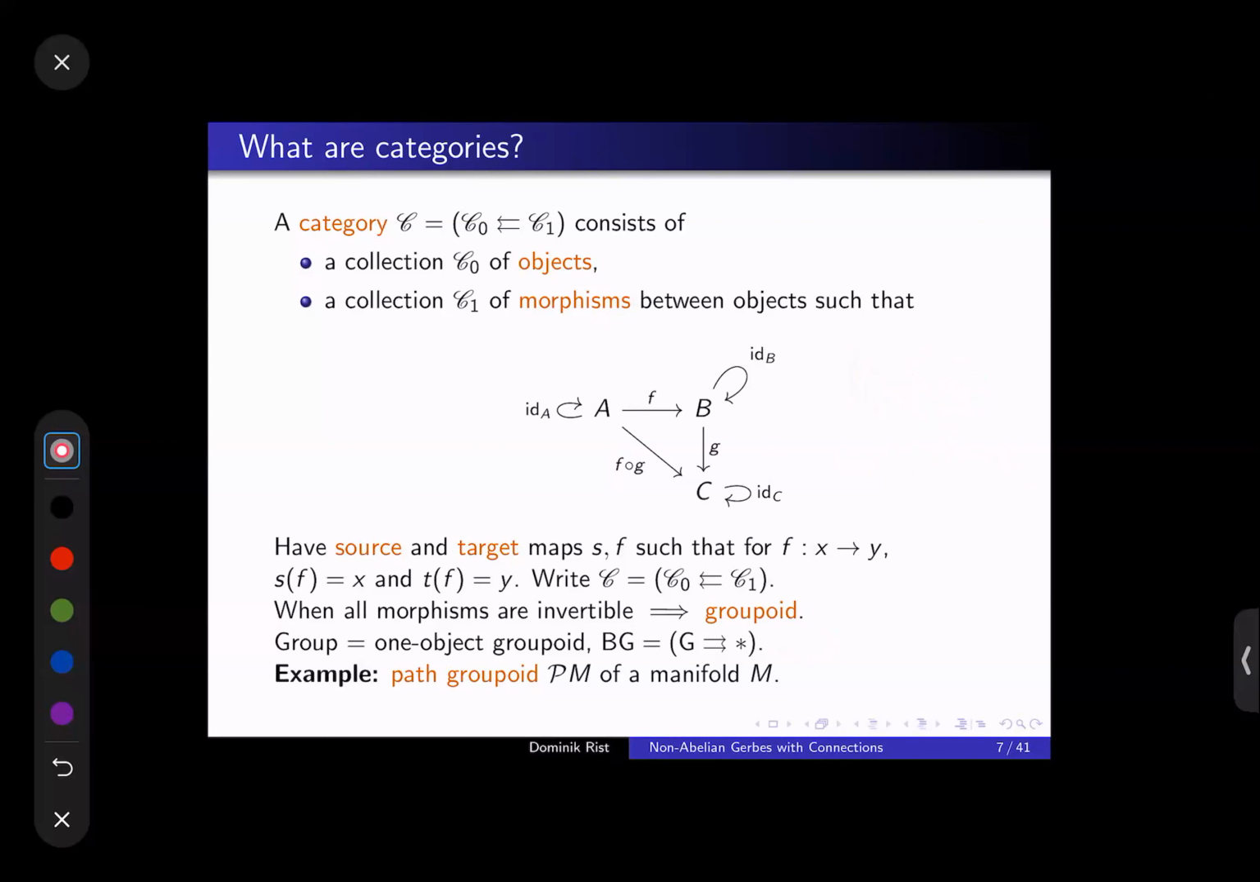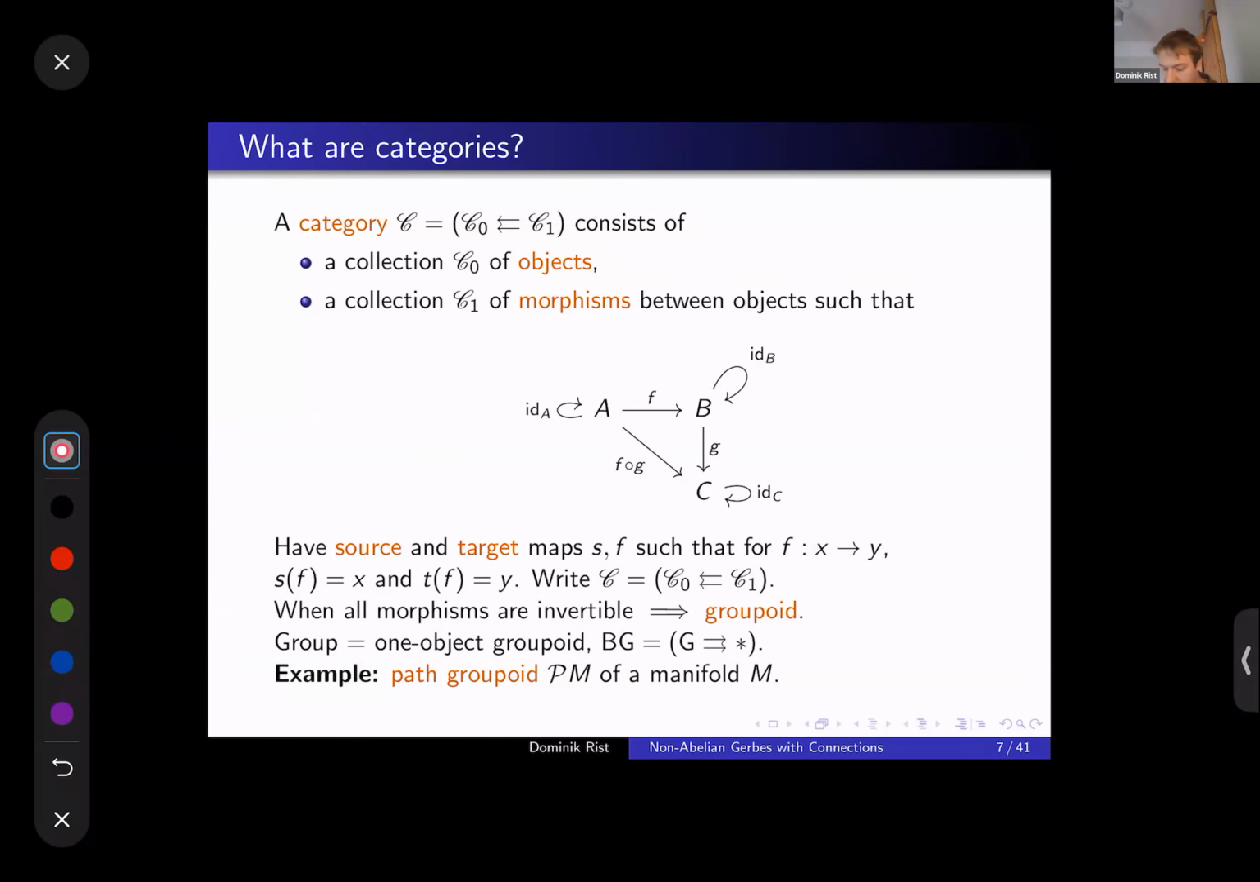Yes, thank you. Okay, so another example of a groupoid is the path groupoid, which you can imagine: you have some manifold M, you consider its points. These are the objects of your category, so the points belong to C0. And paths between these points are the morphisms. So I have points x0, x1, and I have some path. The collection of all these points and all the paths between them gives you a category which is called a path groupoid.